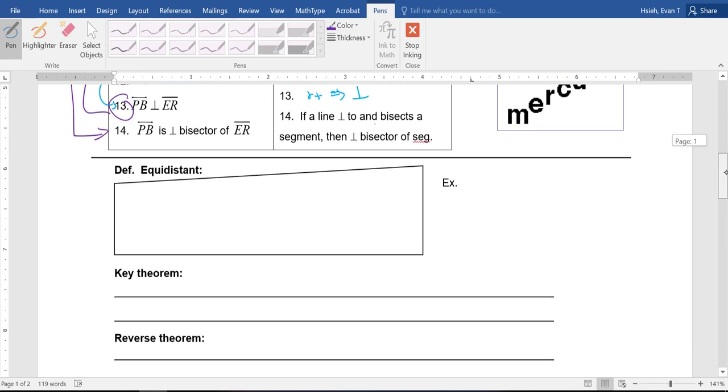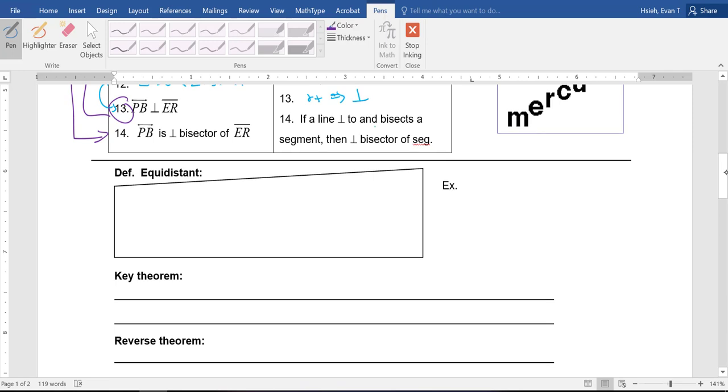Let's write this out. Okay, so the definition of equidistant, equidistance, means same distance. If I have a point here, this point and this point are going to be the same distance from each other. So A is the same distance from B as it is from C. That's equidistance.